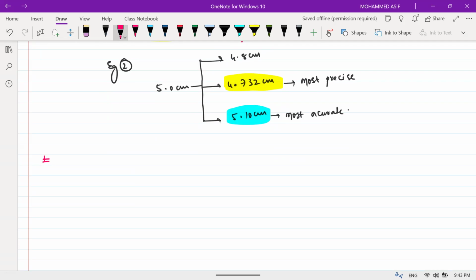Next heading. What do you mean by systematic errors?